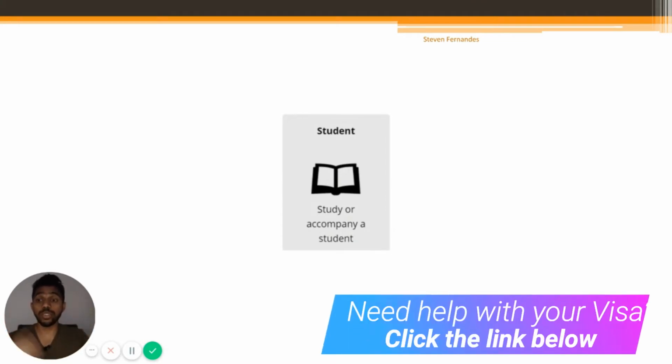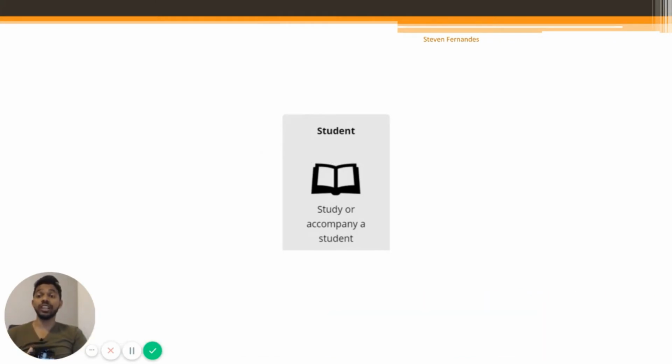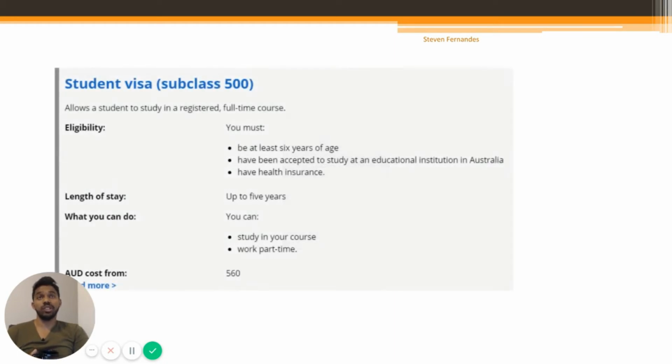Okay, now moving to the student visa. Okay, so the student visa is basically for anyone who's looking to study in Australia. So if you're a young person, or even if you're a middle-aged person, I guess you could come and study here.